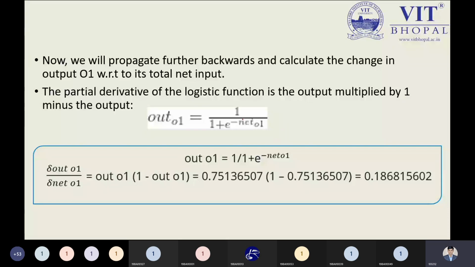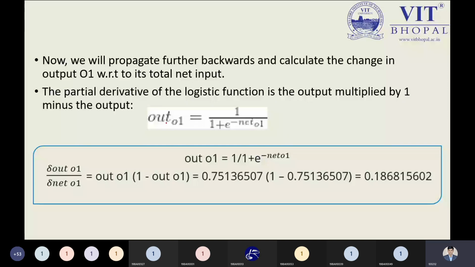Out O1 is equal to 1 upon 1 plus e to the power minus net O1. Can you remember this formula we have used for determining the out O1 values? Say yes or no. If you remember, we have used this formula to calculate the out O1. So do nothing, we just need to see in this formula out O1 and net O1. Here we are getting both values, net O1 and out O1.